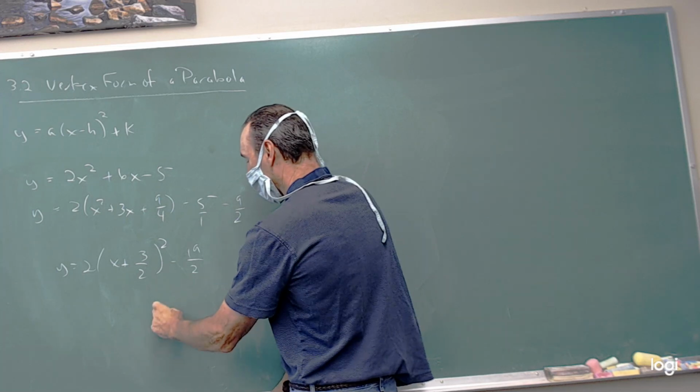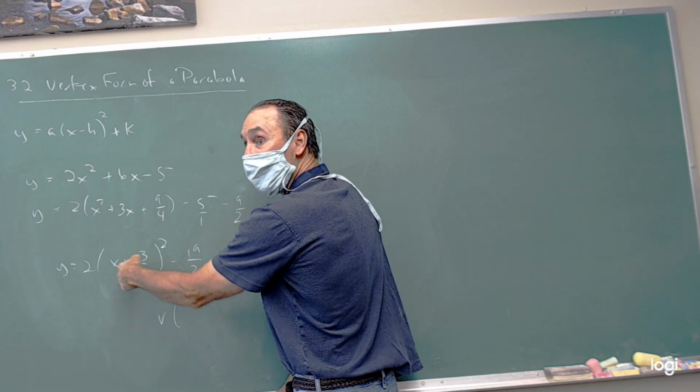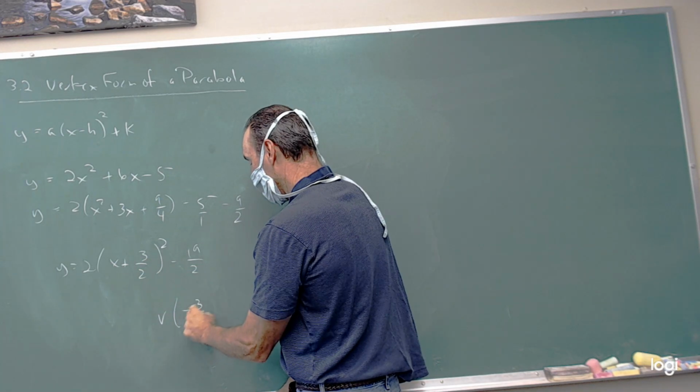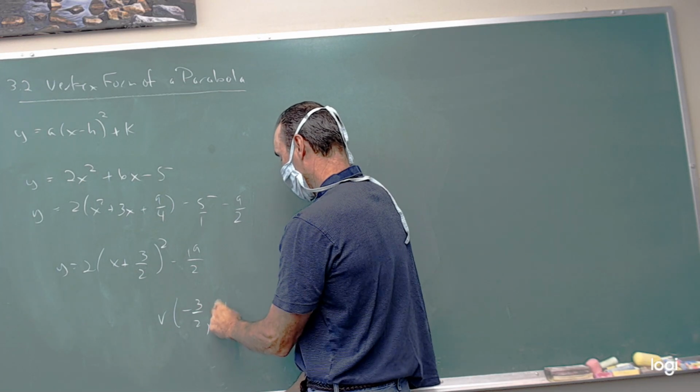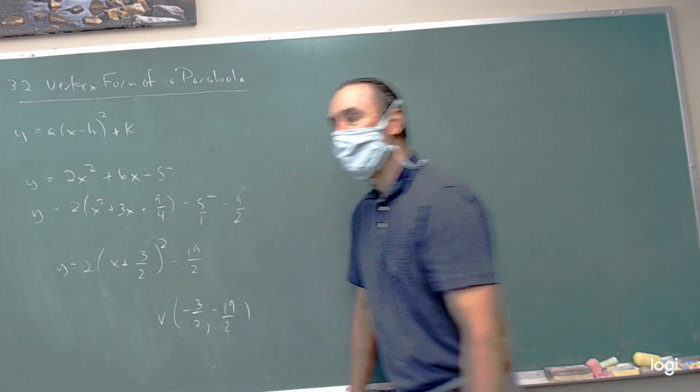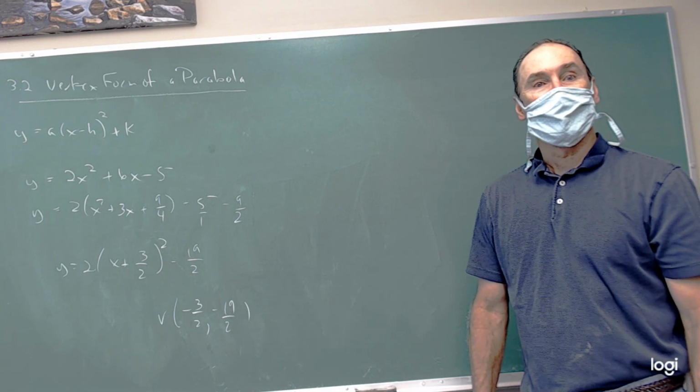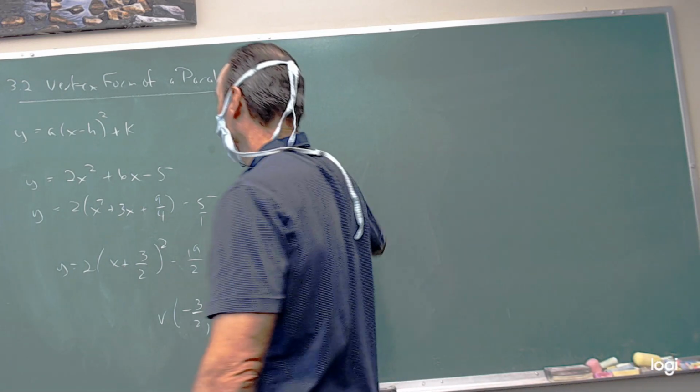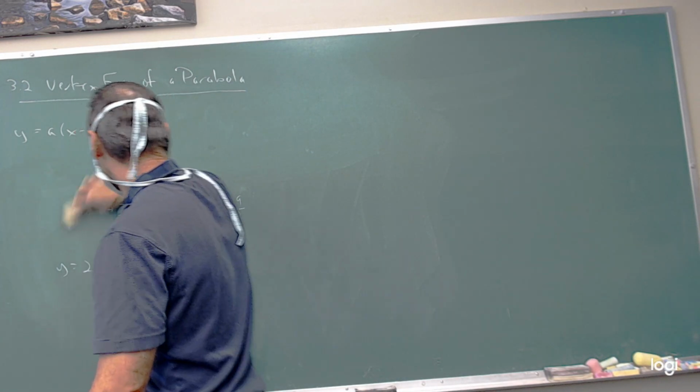Okay, so our vertex is negative 3 halves, comma, negative 19 halves. Gross. Okay, let's do one more quick one.